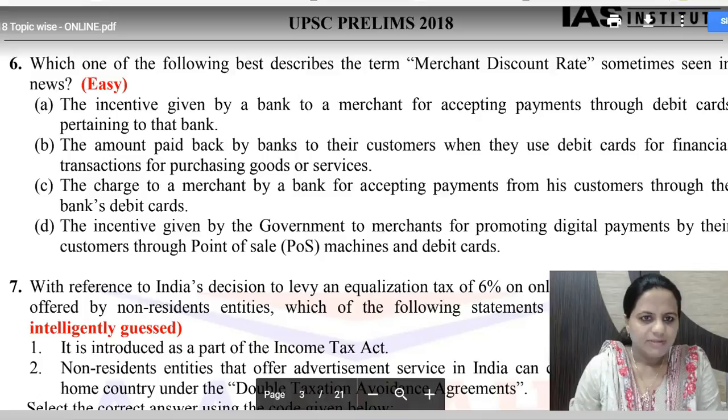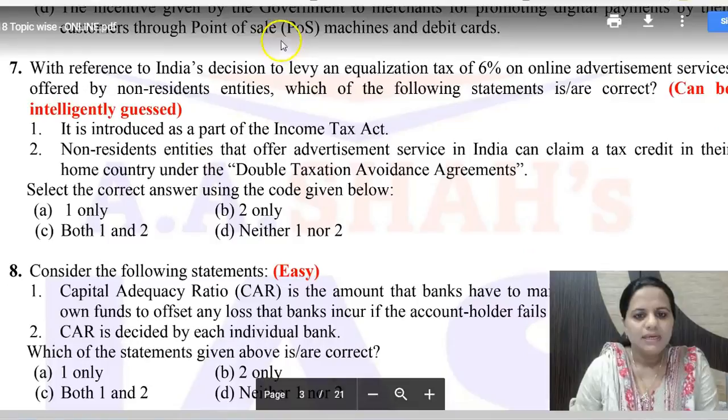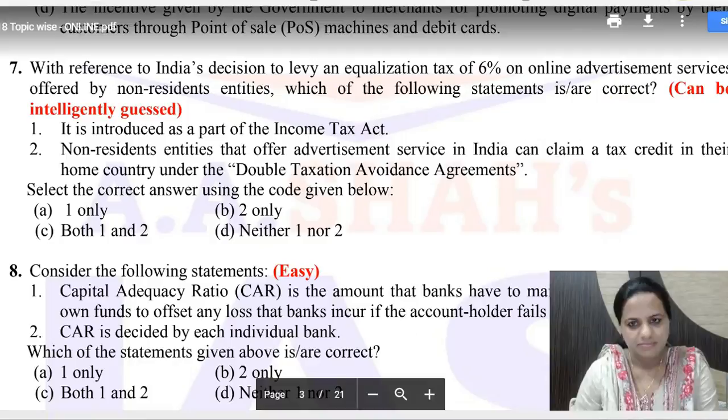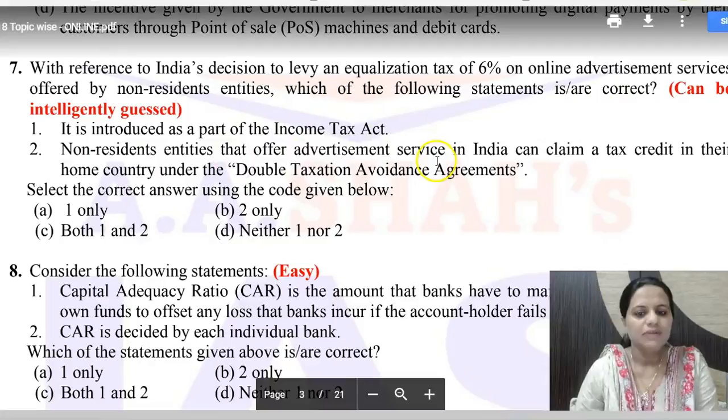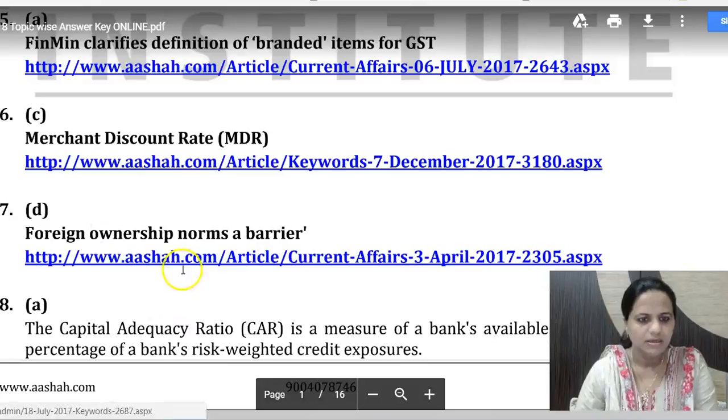Then the seventh question: with reference to India's decision to levy an equalization tax of 6% on online advertising services offered by non-resident entities, which of the following statements are correct? It is introduced as a part of Income Tax Act. Non-resident entities that offer advertising services in India can claim a tax credit in their home country under the double taxation avoidance agreements. So actually this equalization tax has also been in news, as you can see here. The link is provided when foreign ownership norms were being debated.